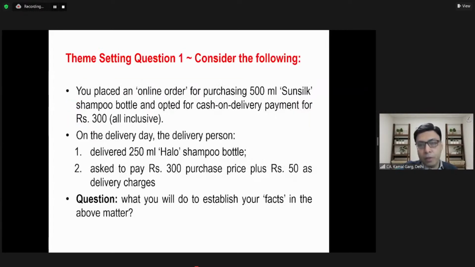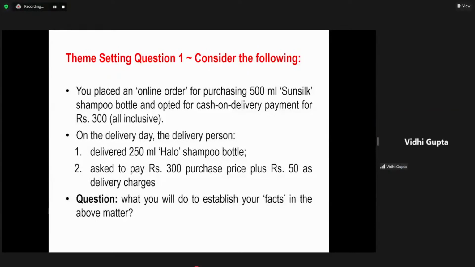Theme setting question number 1. Take this example. You placed an online order for purchasing a 500 ml Sunsilk shampoo bottle and opted for cash on delivery payment for rupees 300.